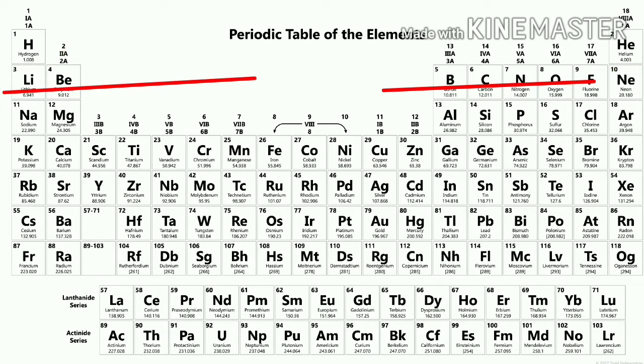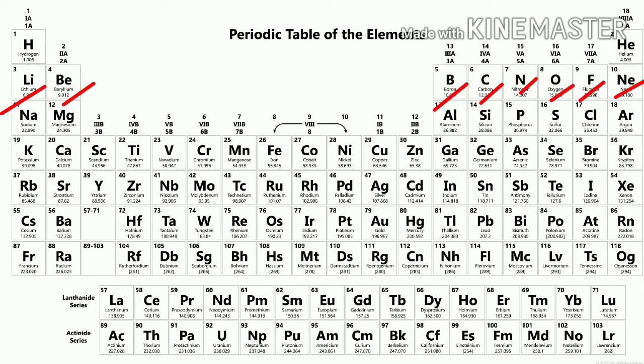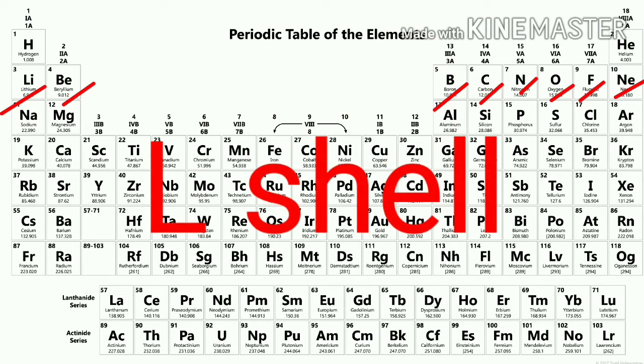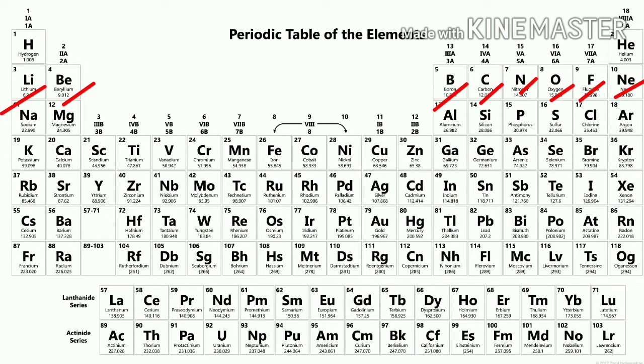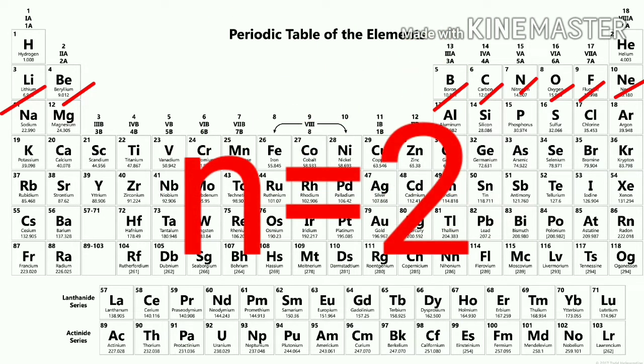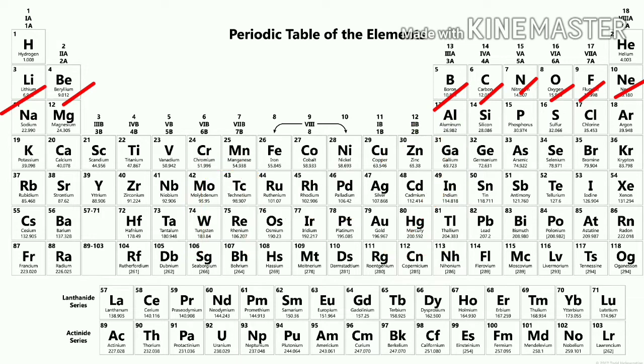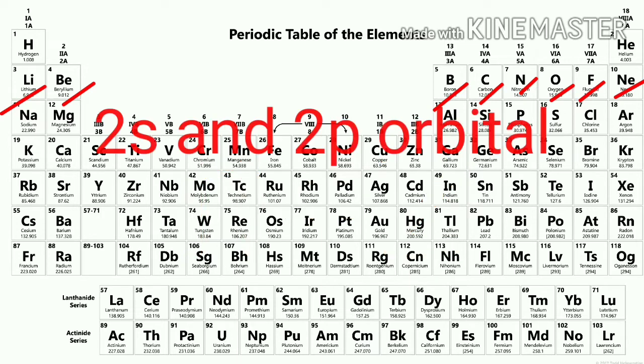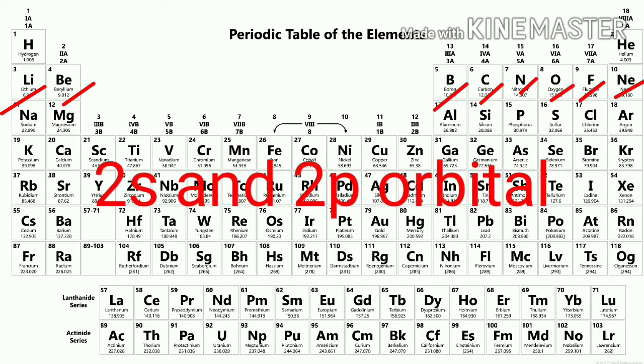Now I will discuss the second period. The second period contains the elements lithium, beryllium, boron, carbon, nitrogen, oxygen, fluorine, neon. This period corresponds to the second energy level, that is the L shell, and it has principal quantum number n equal to 2. This period involves the filling of electrons in 2s and 2p orbitals.